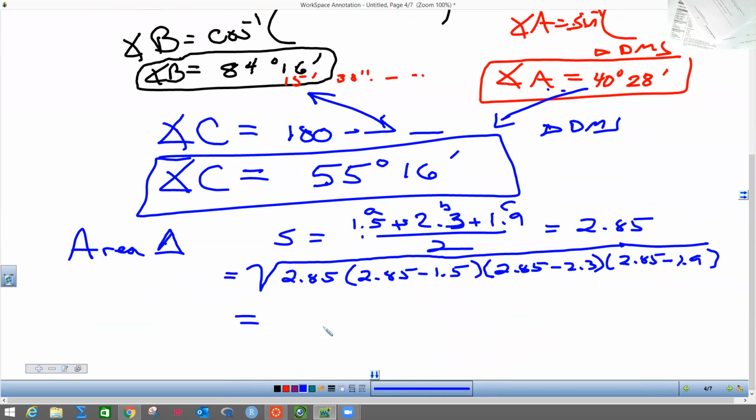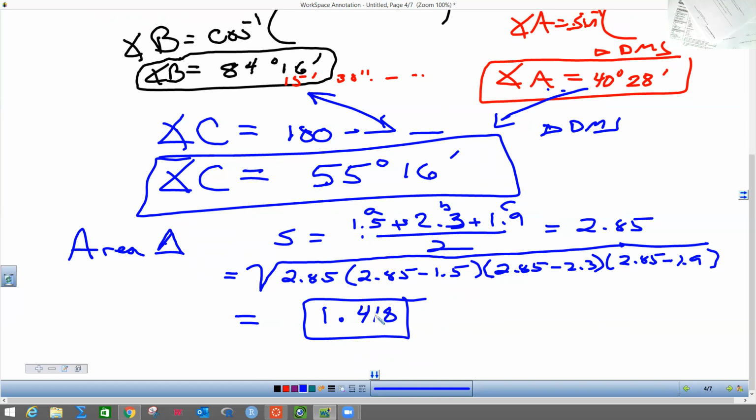Someone tell me what that comes out to be, please. 1.4, we got 3 places. 1.47. I can't hear. 1.41. So this is a real little triangle. You only get almost 1.5 squares inside that triangle is all you get. And you should have realized it's really small because the lengths are 1.5, 2.3, and 1.9. Question on that? That's Hero's formula.